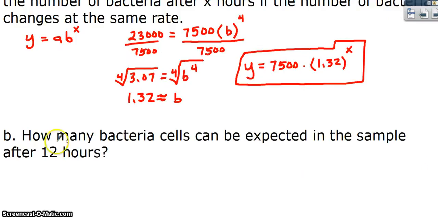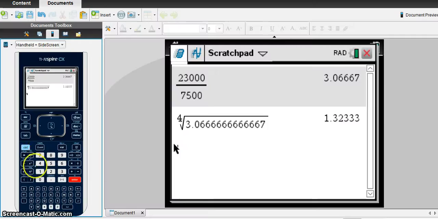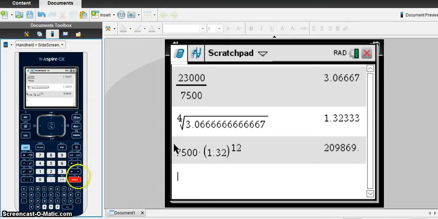All right, part B. How many bacteria cells can be expected in the sample after 12 hours? Well, x is our number of hours, so they just want us to plug 12 into our equation that we've written, and figure out what it equals. So y equals 7,500 times 1.32 to the 12th. We'll probably be estimating here, so let's type this out. We've got 7,500 times 1.32 to the 12th. 209,869.